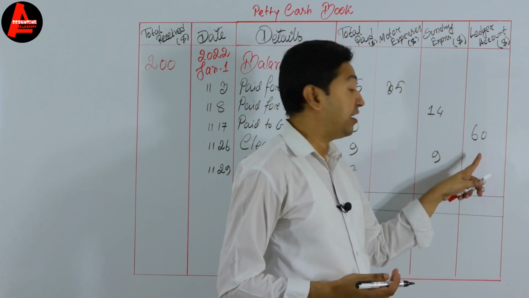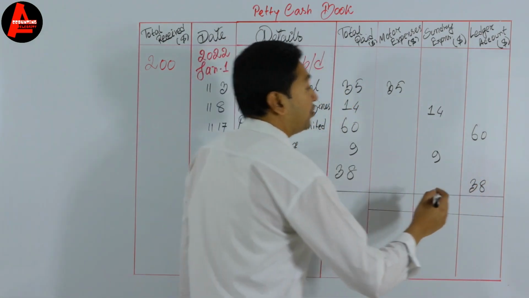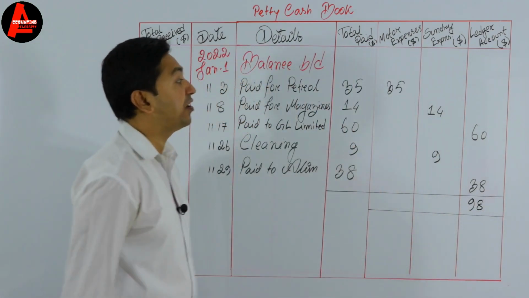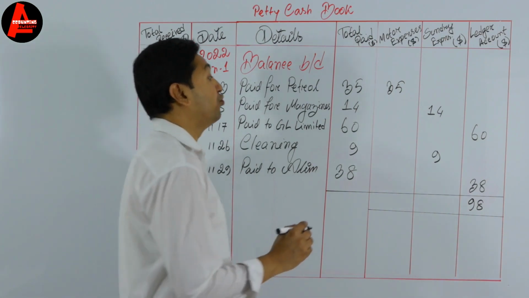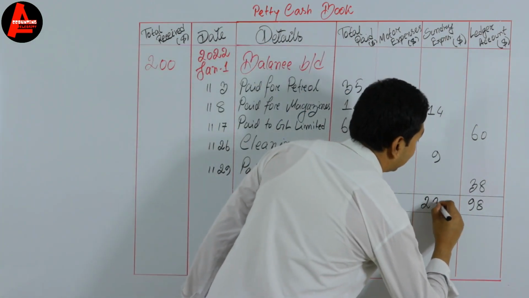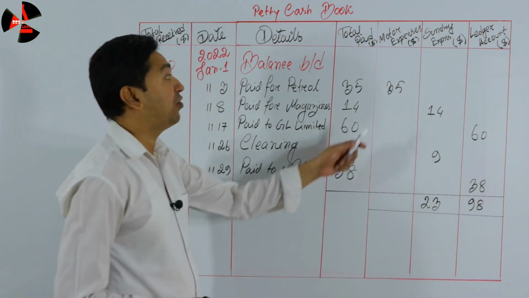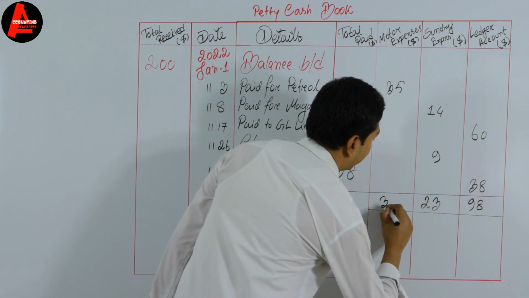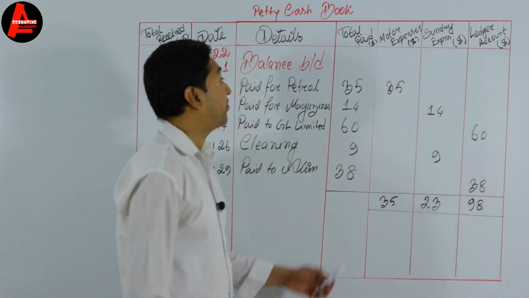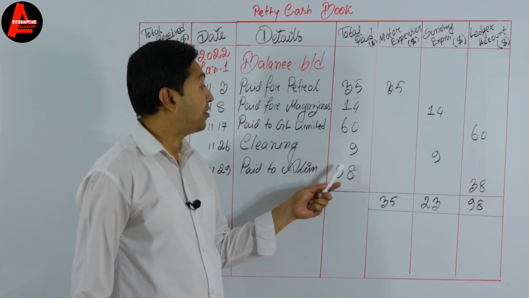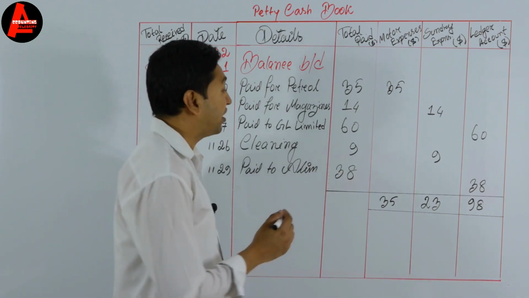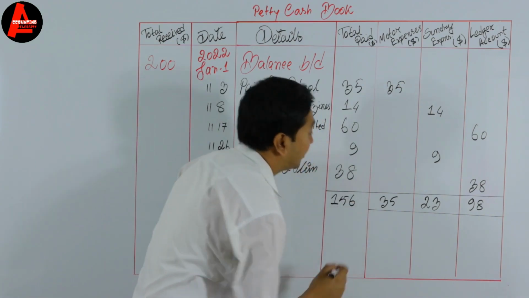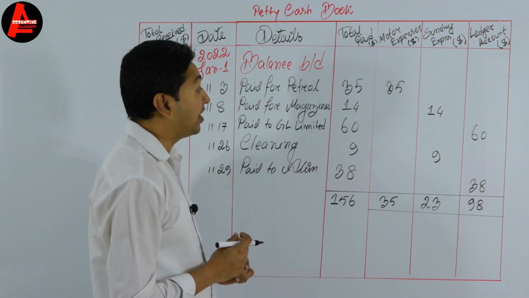So here we have 60 plus 38 equal to $98. Okay, here you have 14 plus 9 equal to $23. Okay, then we have here only one amount, which is $35. Okay, so let us write here 35. Then we have here 35 plus 14 plus 60 plus 9 plus 38 equal to $156. So let us write here 156.